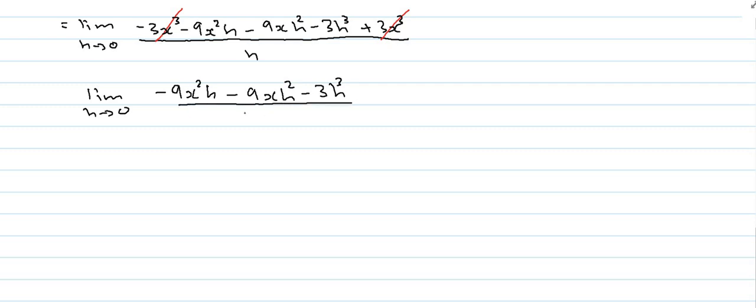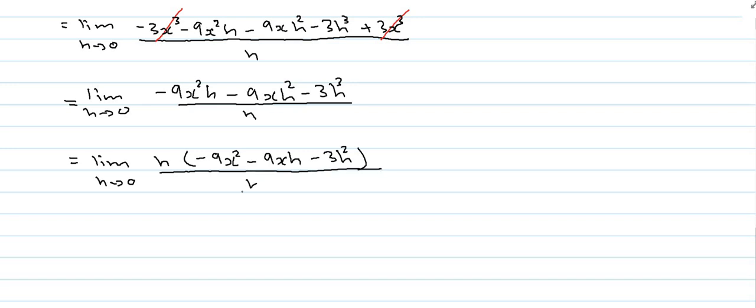all divided by h. Then once f of x has cancelled out, we need to take h as the common factor. This will be the limit as h approaches 0. When we take h out as a common factor, on the numerator we'll be left with negative 9x squared minus 9xh minus 3h squared, all divided by h. Therefore h will cancel out h.